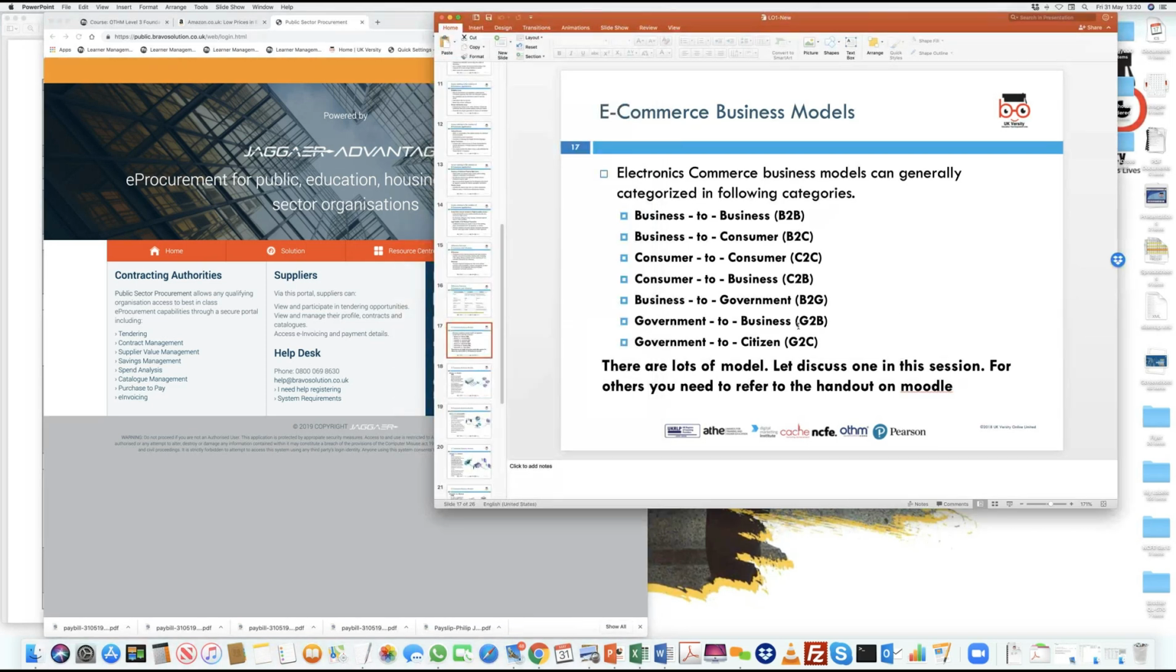So G2B is government to business. That means government is asking businesses to quote directly, or government is selling products and services to business directly, or government is selling directly, providing information services to citizens directly.